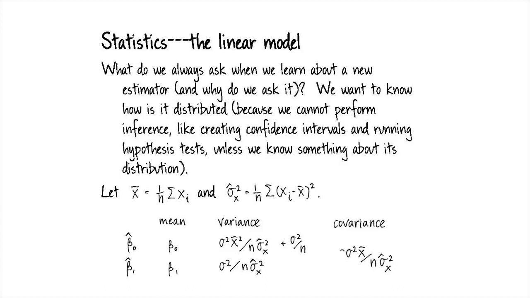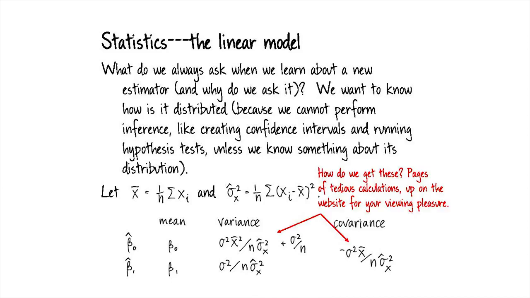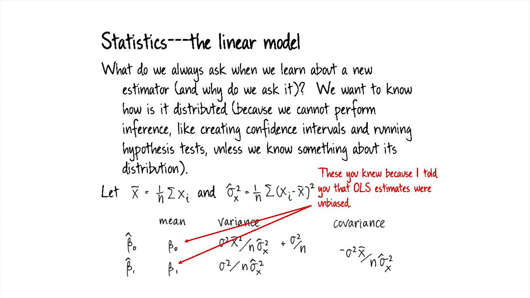And again, how did I get these? Pages of tedious calculations up on the website for your viewing pleasure. But you can skip them if you want, because as I said, we'll see a much nicer way to come up with these formulas next time. And then how did I get the mean? Actually, I think the calculation of the mean of these is also up on the website. But in fact, I already told you they were unbiased estimators. So we already knew that the mean of beta naught hat was equal to beta naught, and same thing with beta 1. Okay?